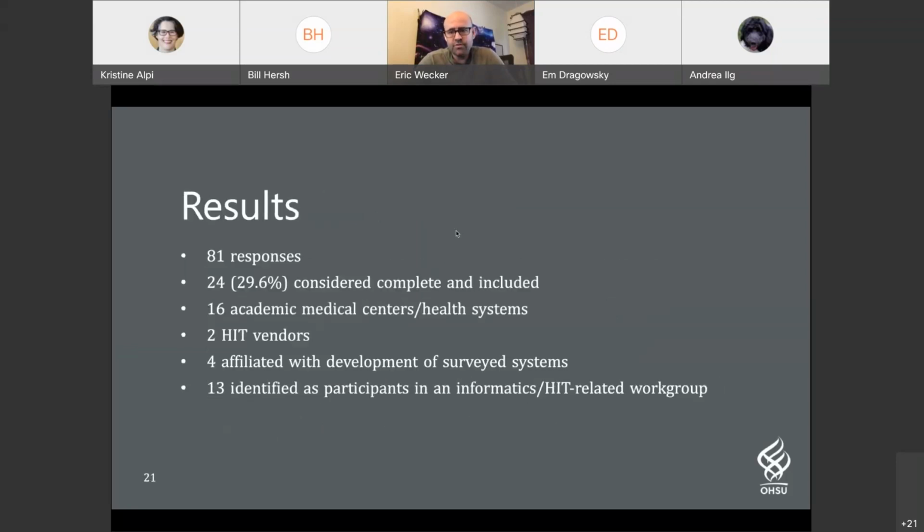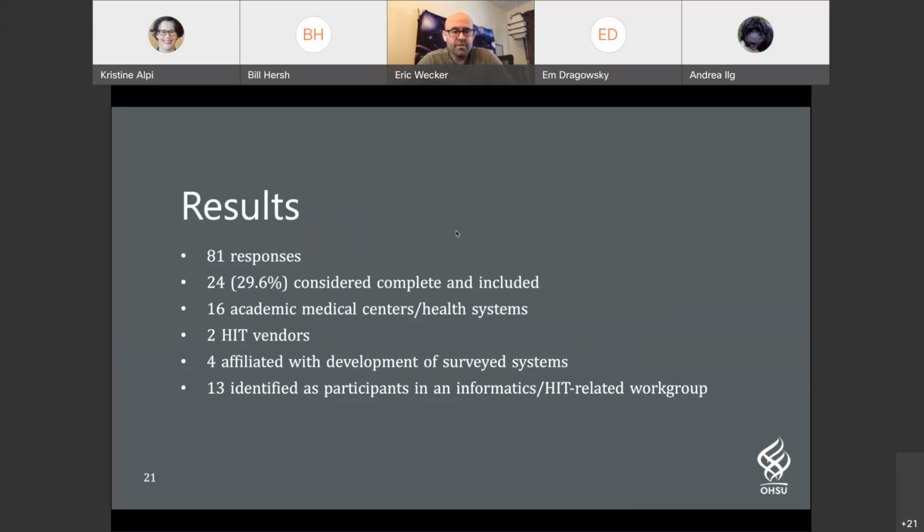So they got 81 responses to their survey, and out of those, 30% were considered to be complete, and they included those. Incomplete surveys just weren't done all the way, or they got some responses that contained no answers; the system marked it as complete, but they didn't have anything in there.